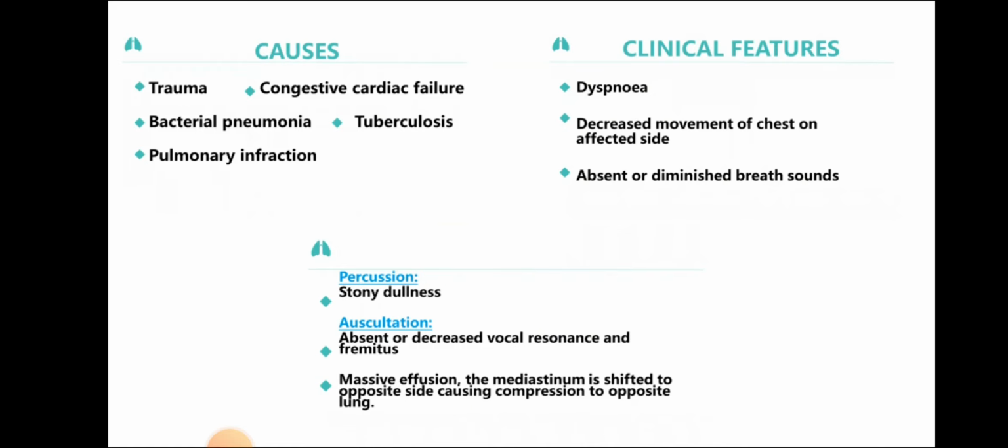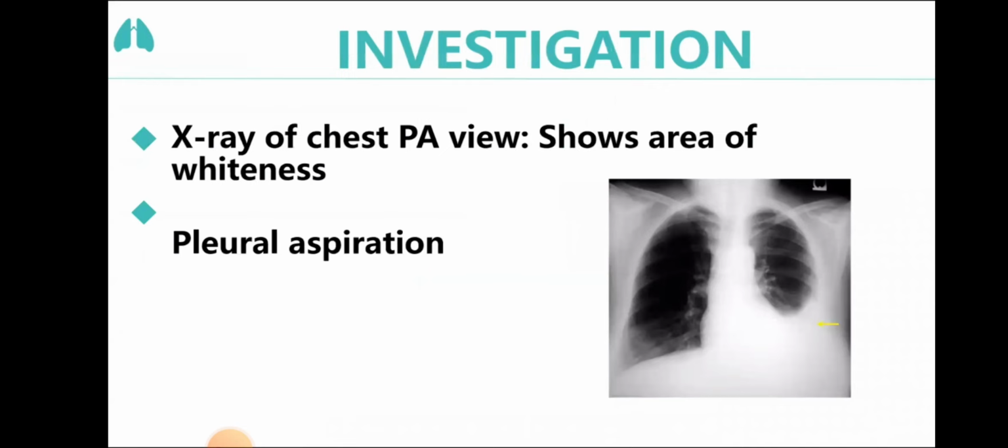In this condition, the investigations suggested are X-ray and pleural aspiration. X-ray of the chest PA view shows an area of whiteness, as shown in this slide. You can see the area of whiteness, and that is the finding which is evident in the X-ray of chest PA view, and this helps in the diagnosis.